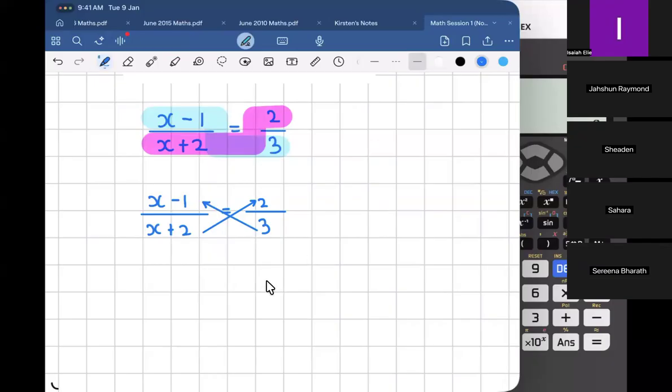Right, so Serena, let's multiply the diagonals. Which diagonal do you want to multiply first?